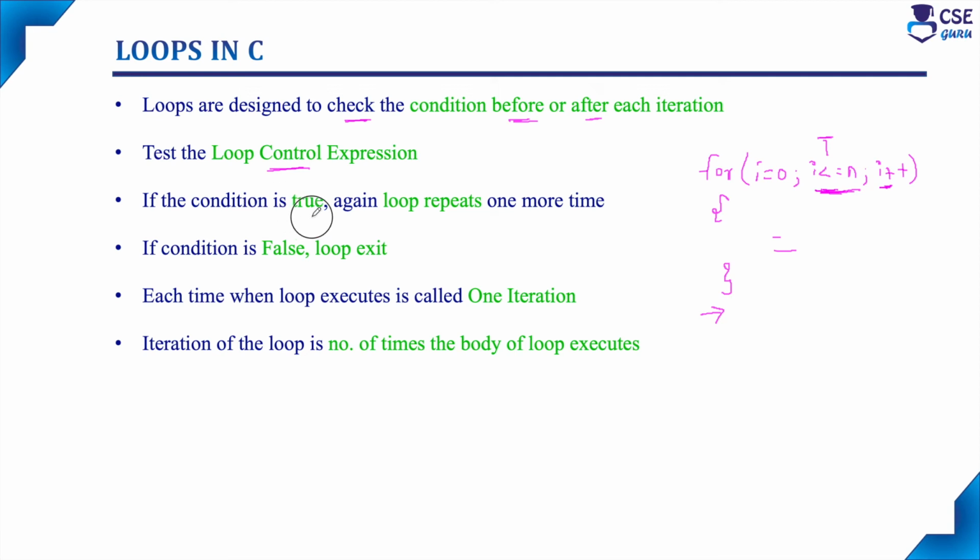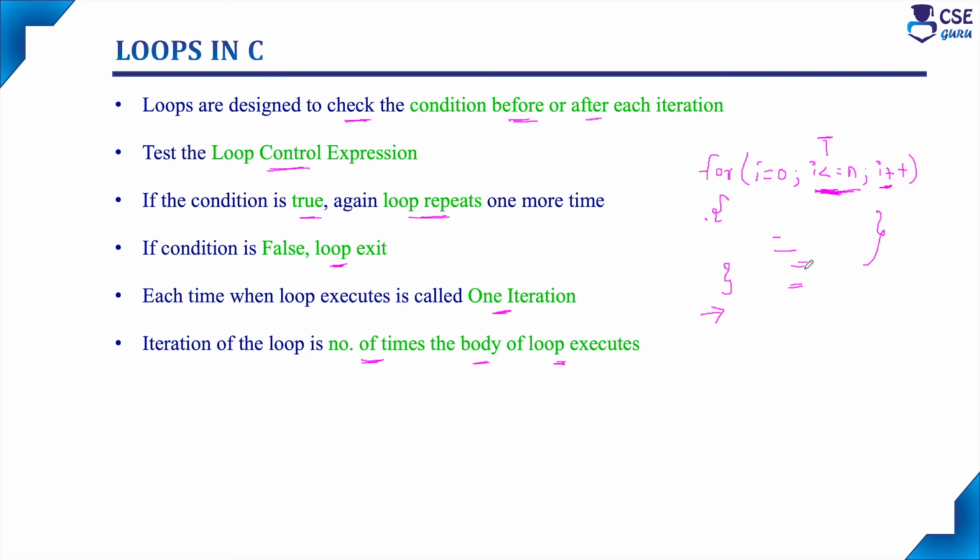So if the condition is true, the loop will repeat one more time. And if this condition is false, the loop will exit. If the body of the loop executes one time, that will be considered as one iteration. And if it executes two times, that is two iterations. So iteration of the loop is nothing but the number of times the body of the loop executes. If it executes 10 times, the number of iterations is 10. So this is nothing but the looping statements in C.